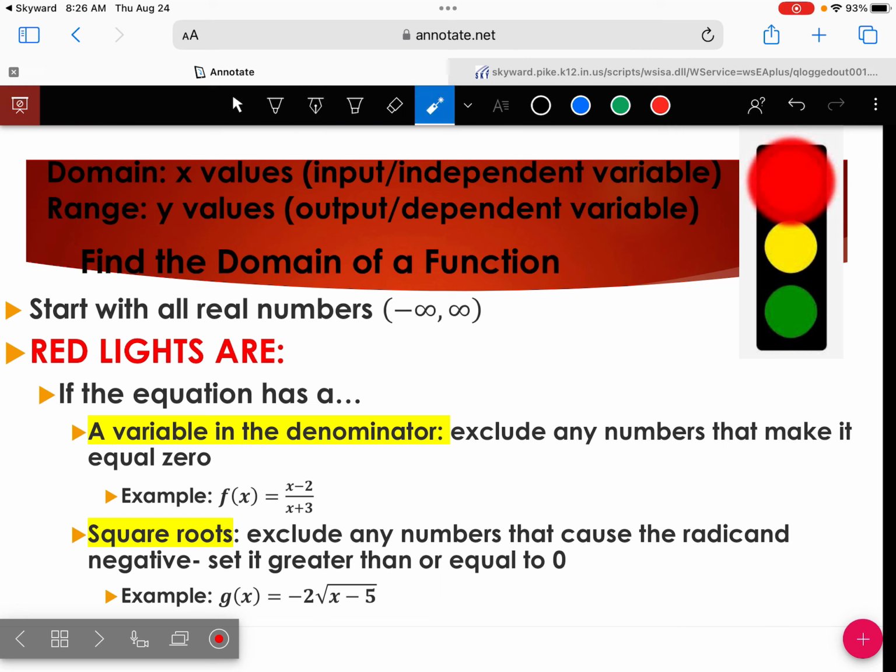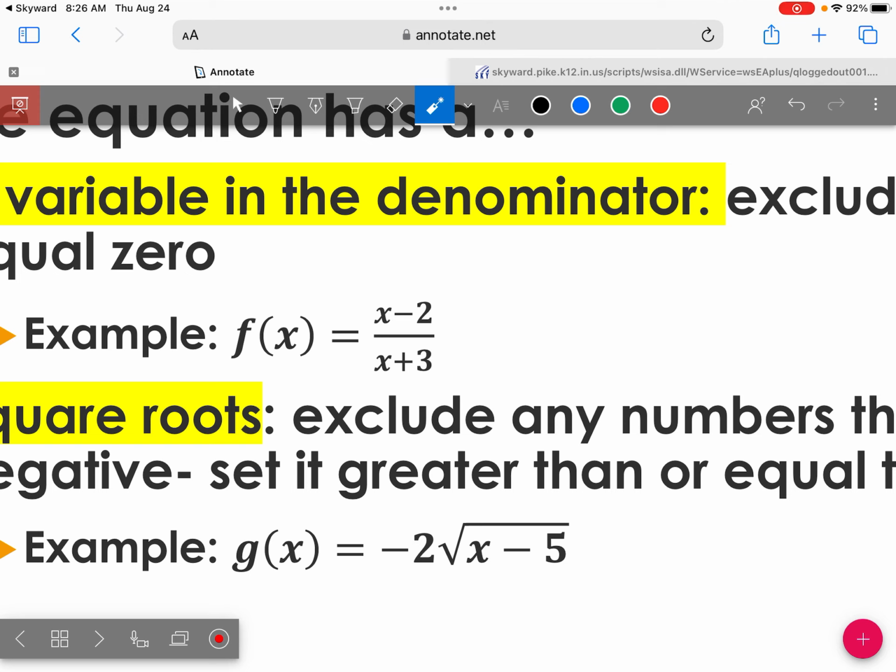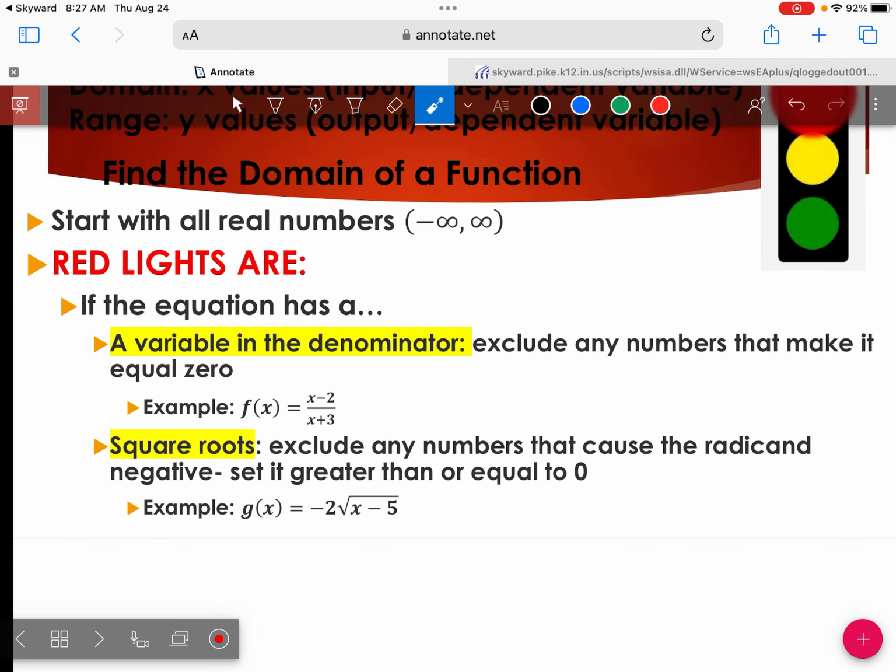The first red light is a variable in the denominator. If you see that, and again, you might have to write this off to the side, I just tried to summarize it to make it even more student friendly. If you see a variable in the denominator, it is not all real numbers anymore. So let's look at this one here. Let's zoom in on that first example. Variables in the denominator. Your denominator cannot equal 0.